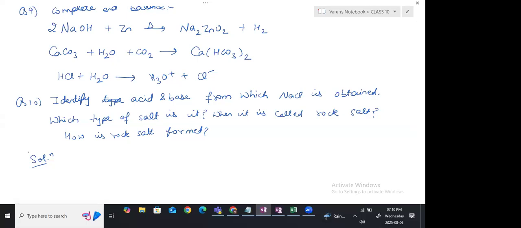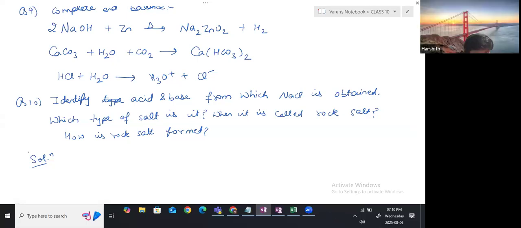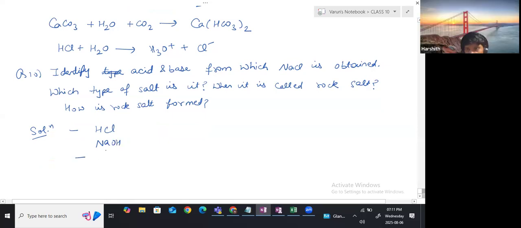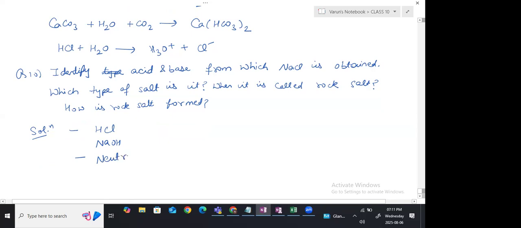Is the question clear to you? Acid and base could be NaOH and HCl. So the first answer is acid is HCl and base is NaOH. What type of salt is it? As both are a strong acid and a strong base, my salt will be a neutral salt.